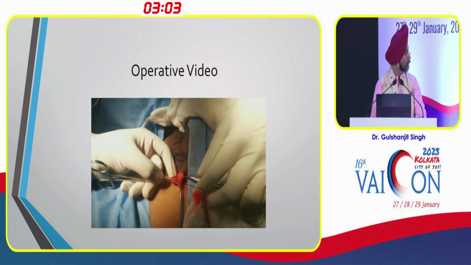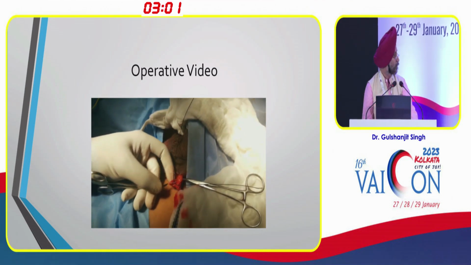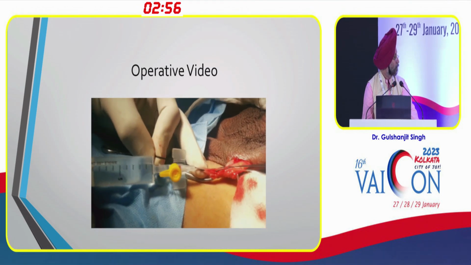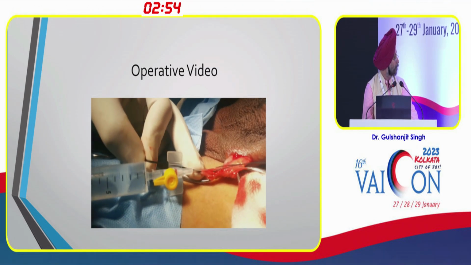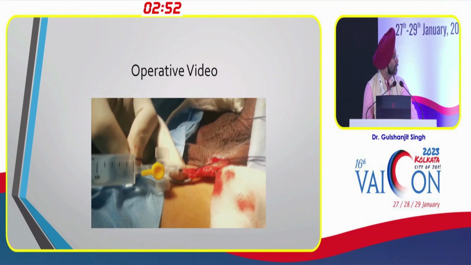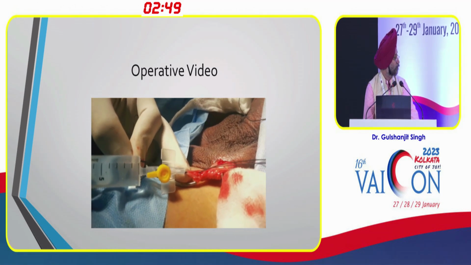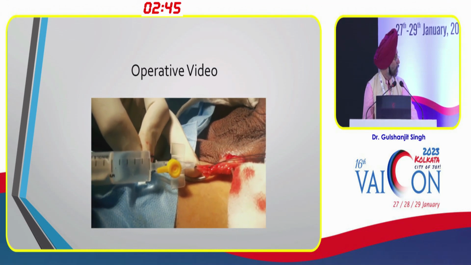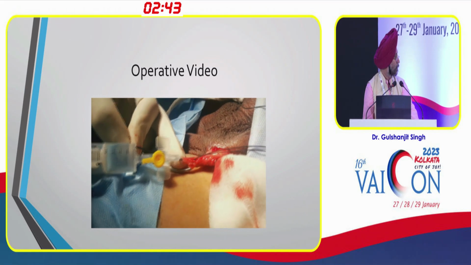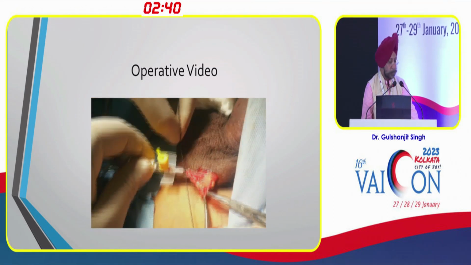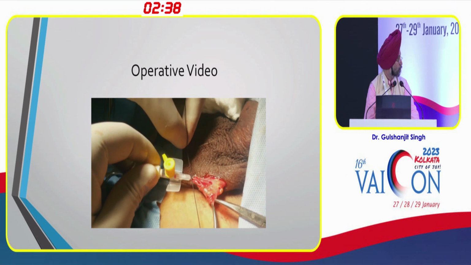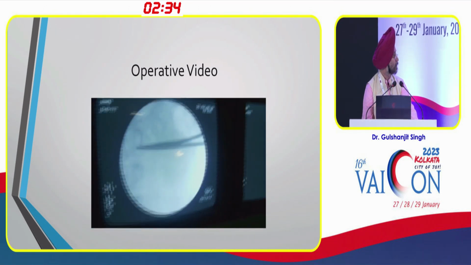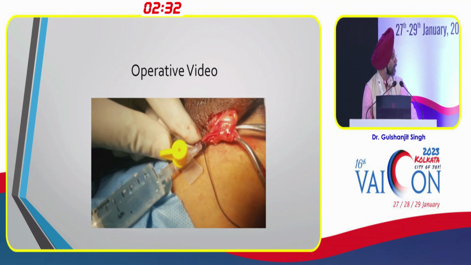So this is an operative video. We have given an incision and we are isolating the spermatic vein. Then, after cannulating the vein with a 24 gauge cannula, we are injecting normal saline just to flush the vein. This is where we are focusing the renal area under C-arm.